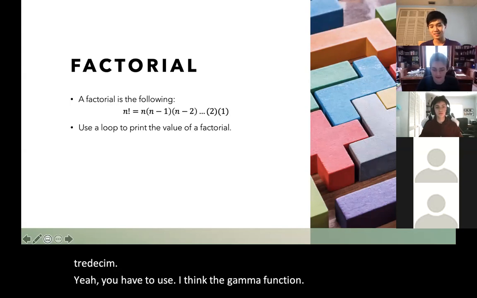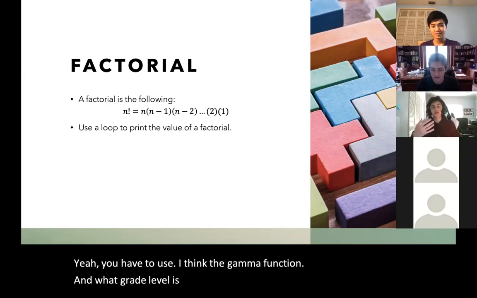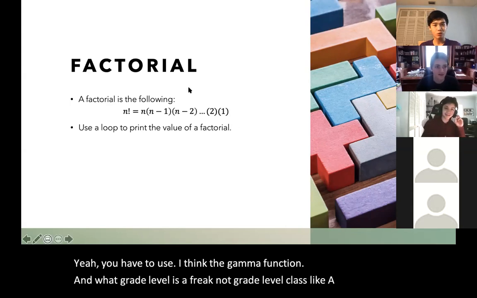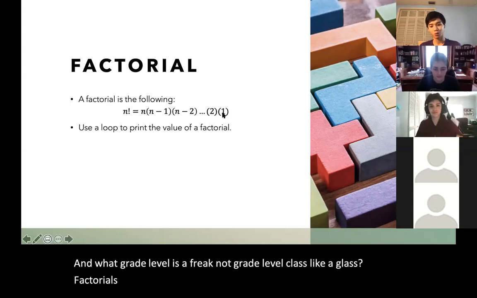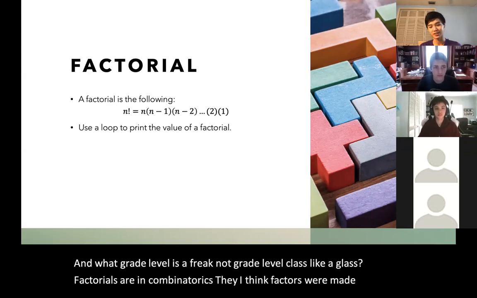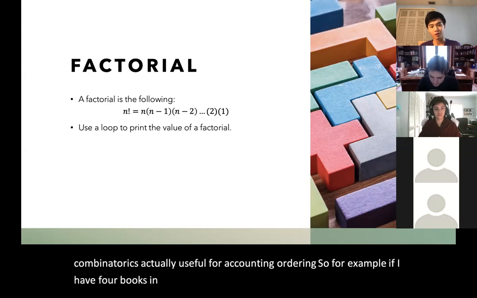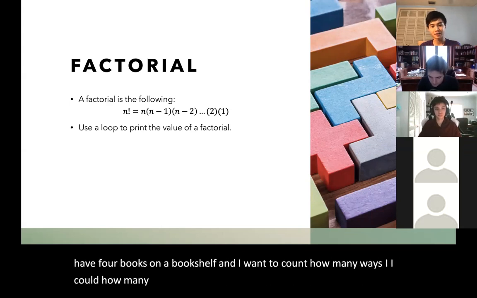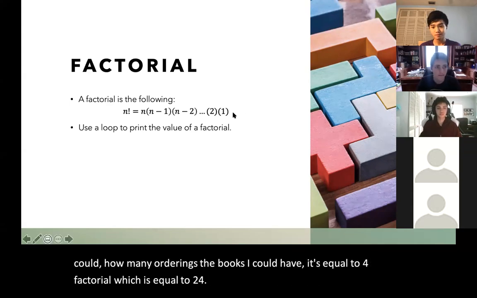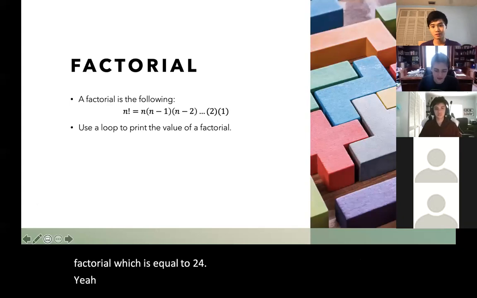What grade level is it? Not grade level, like a class, like calculus class? Oh, okay. Factorials are in combinatorics. I think factorials are made for combinatorics, actually. They're useful for counting orderings. So for example, if I have 4 books on a bookshelf and I want to count how many orderings of the books I could have, it's equal to 4 factorial, which is equal to 24. Yeah, it's used a lot in statistics.